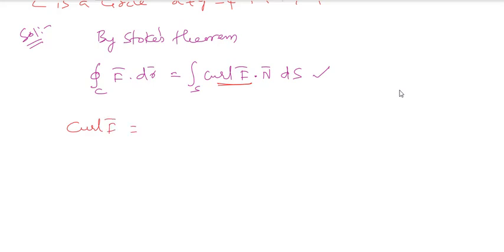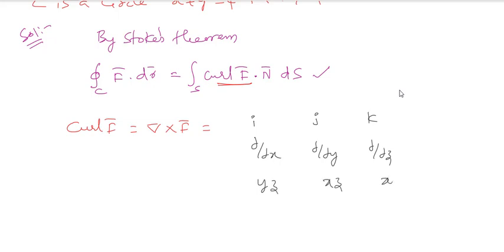What is your curl F bar? That is del cross F bar, which is nothing but what? The determinant with i, j, k, del by del x, del by del y, del by del z. Then it will be what? Yz, xz, xy. So try to do that. Check it out. Substitute.